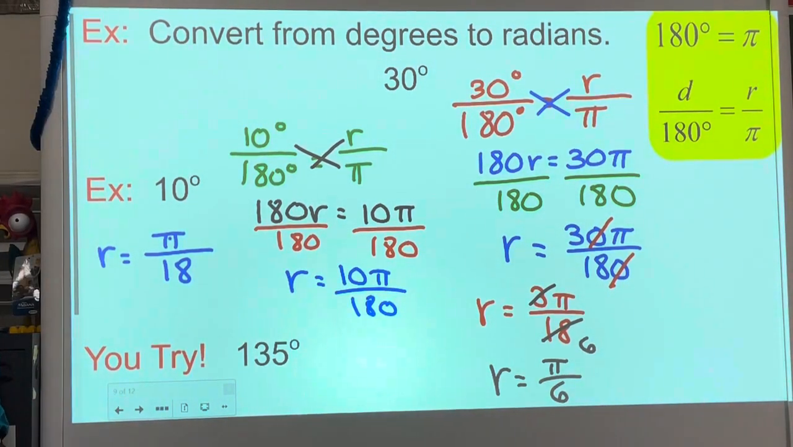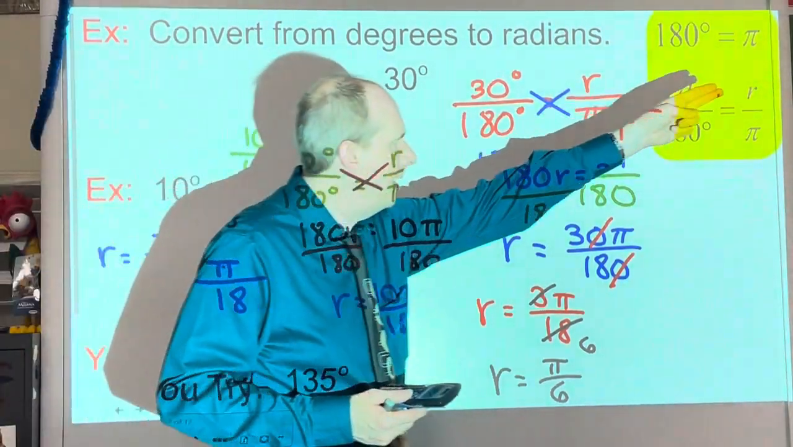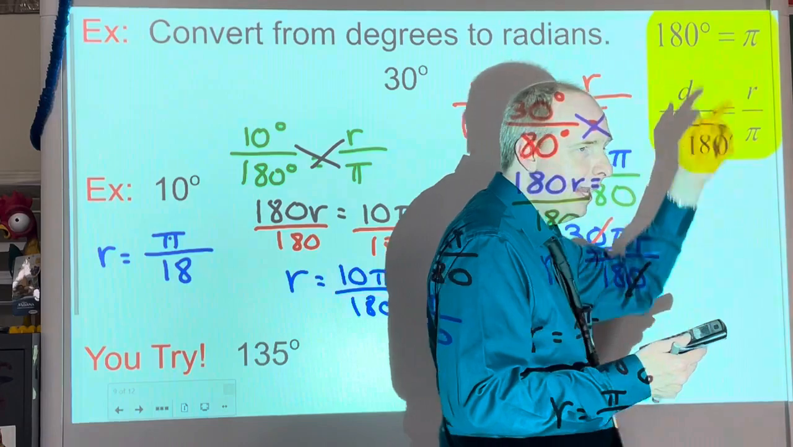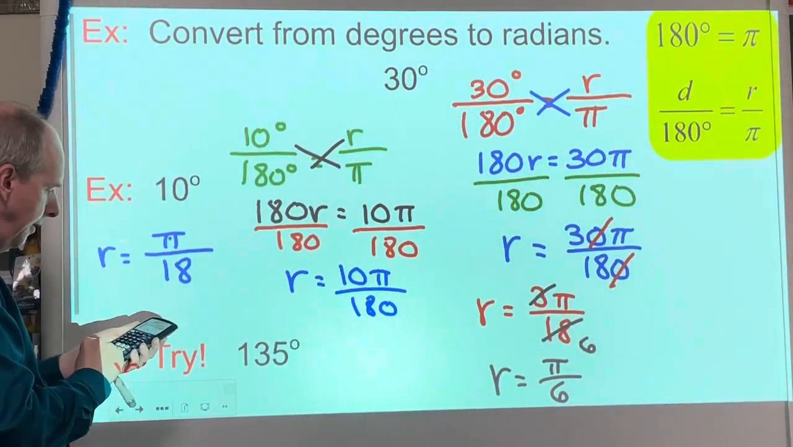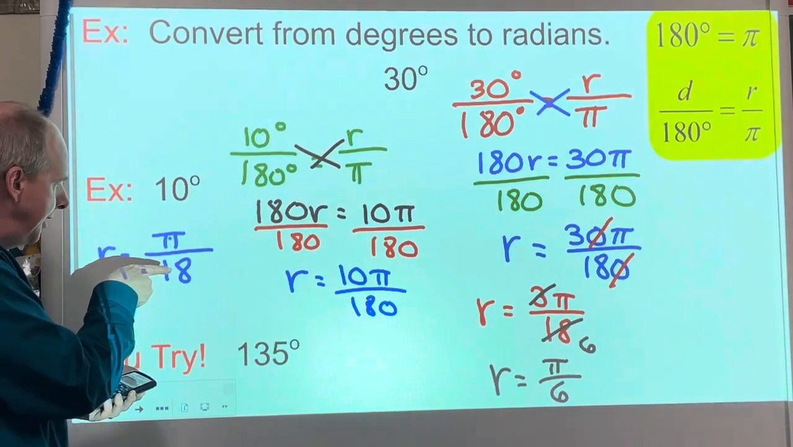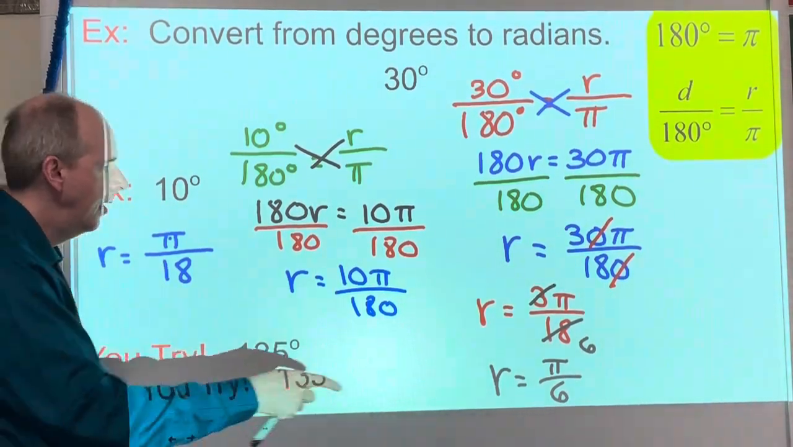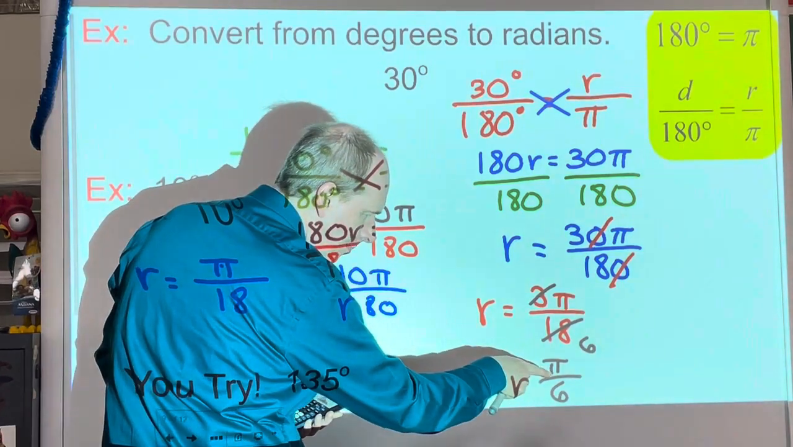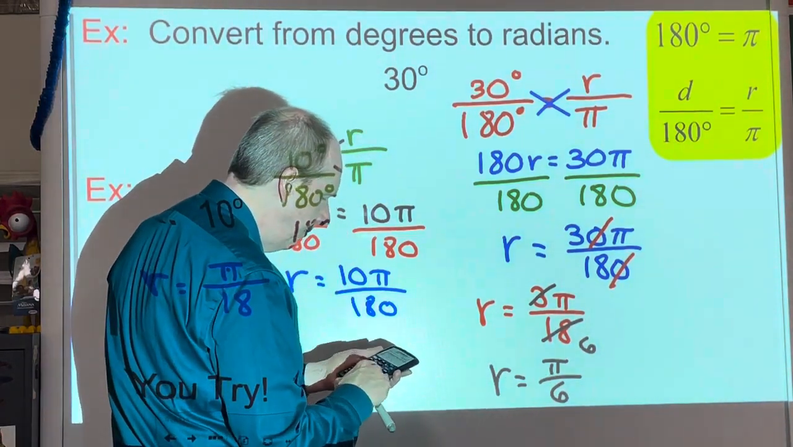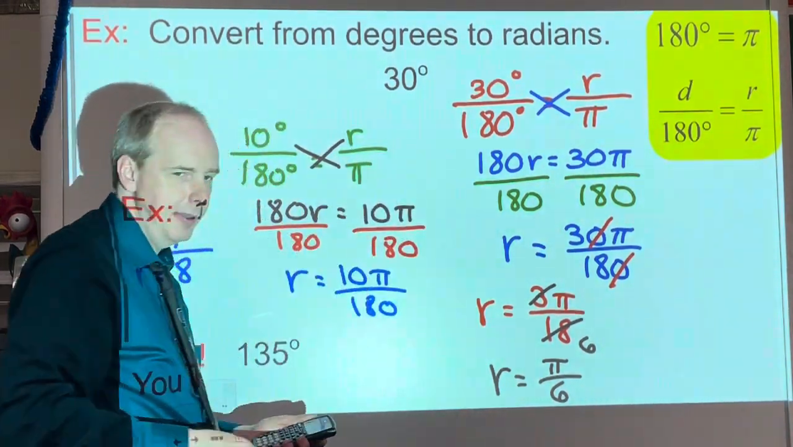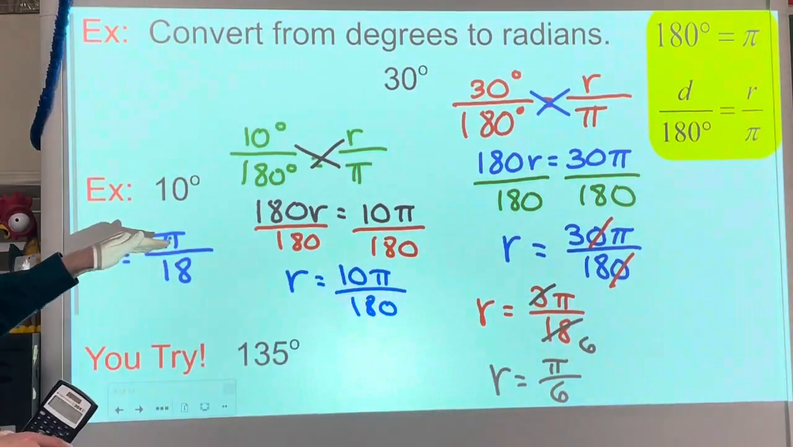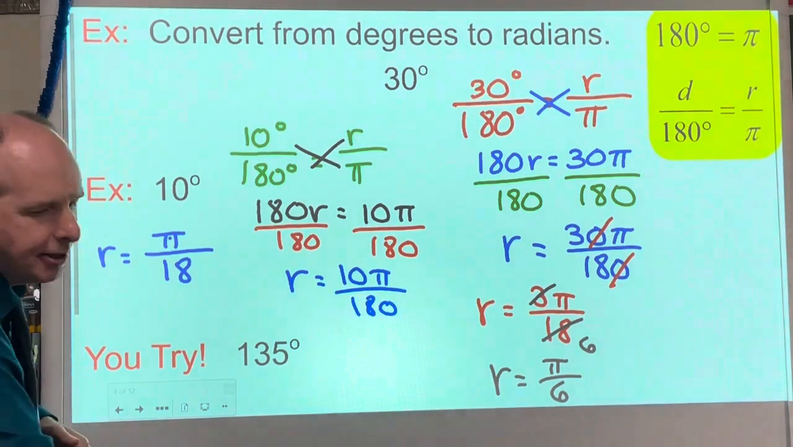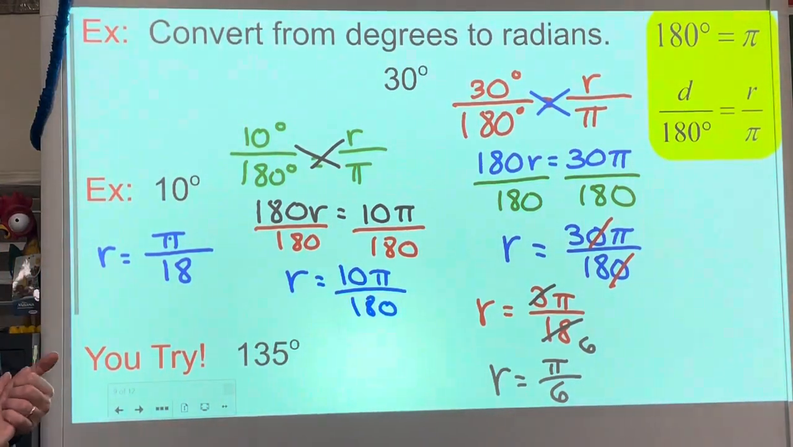Let's check it. You know how I always love to check things, right? Pi is how many degrees? Pi is 180. Okay, so let's check our answer. 180 divided by 18 is 10. 180 for this one divided by 6 is 30 degrees. Okay? 180 divided by 6 is 30. 180 divided by 18 is 10. So it's a quick, easy way for you to check and make sure you did it correct.